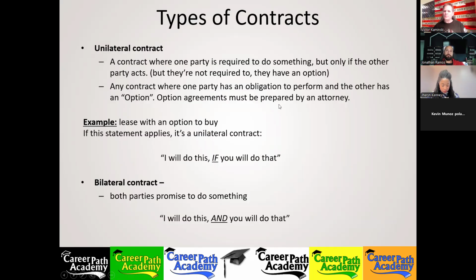Option agreements must be prepared by attorneys. Otherwise, we're engaging in the unlawful practice of law. We cannot prepare a lease with an option to buy. That can only be prepared by attorneys.